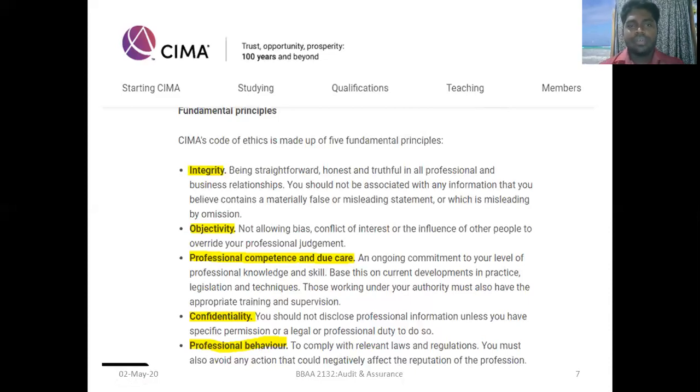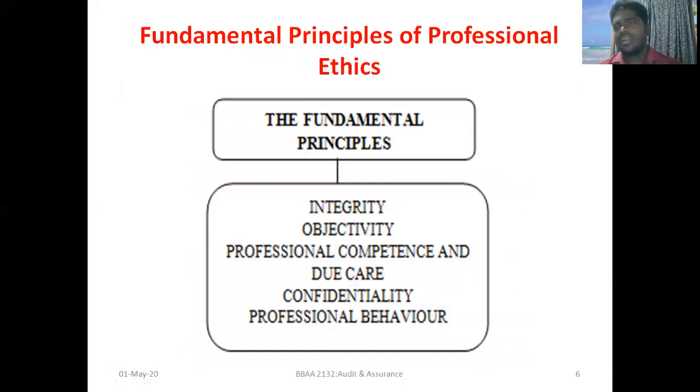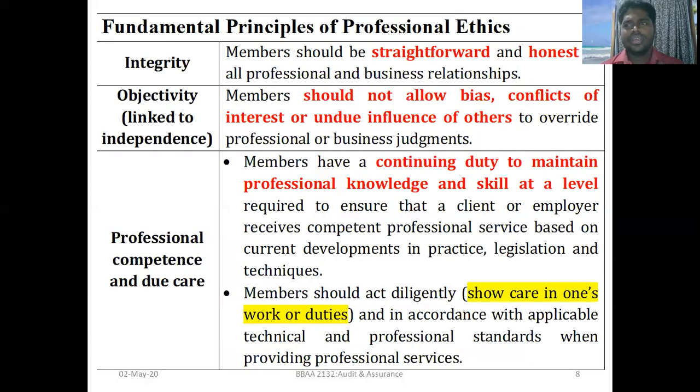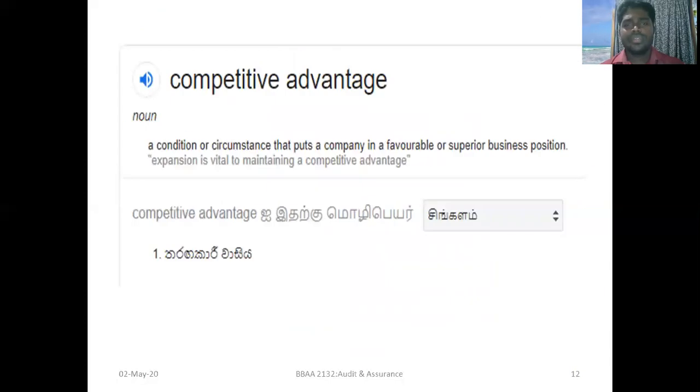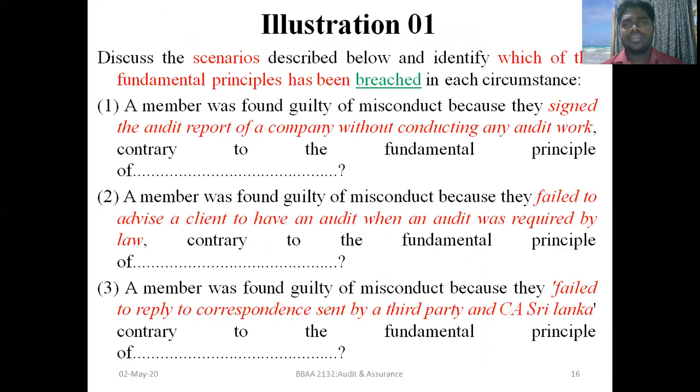Okay, students, today we discussed just the CS Sri Lanka Code of Ethics. First, we discussed the fundamental principles of the Code of Ethics. Then we discussed a brief explanation for each and every principle. Some examples also we discussed. Further, we discussed some illustrations for these principles.